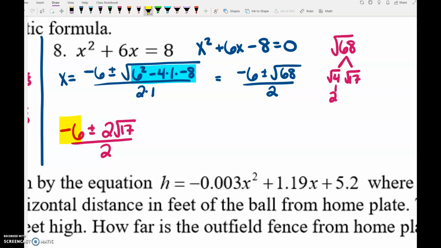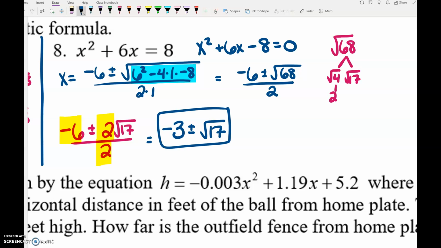The whole number pieces are negative 6, 2, and 2. We can divide all of those by 2. So negative 3 plus or minus 1 times the square root of 17 over 1. You don't need the over 1. Our answer is negative 3 plus or minus the square root of 17.